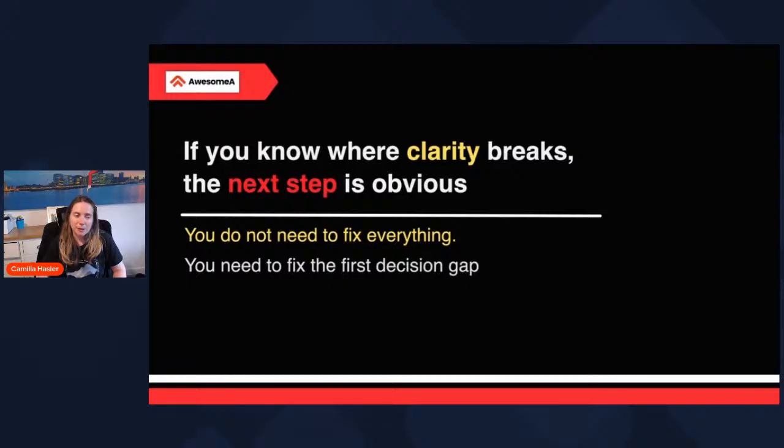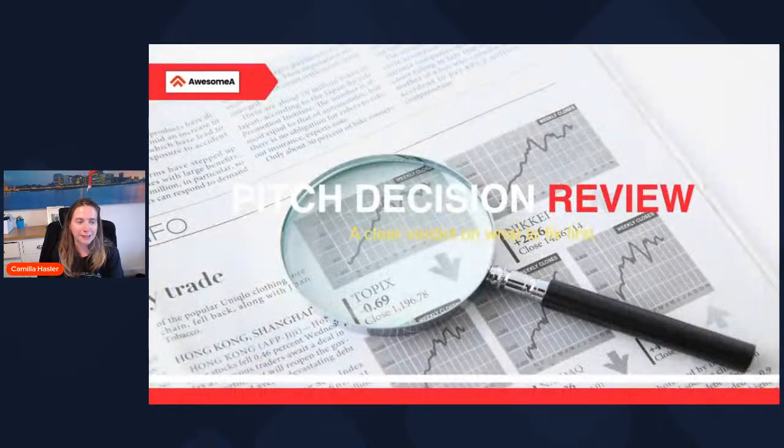You want the next step to be absolutely incredibly clear and obvious to your buyer, because most likely if you have a sales pitch, you don't need to fix everything on that pitch. You need to fix what I call the first decision gap. If you have a decision gap of any kind, then your buyer will feel like they do not have all the information to take the decision. And where there's a gap, there's hesitation. Where there's a gap, there's resistance.